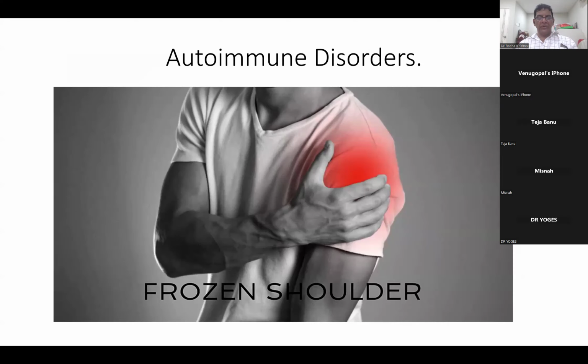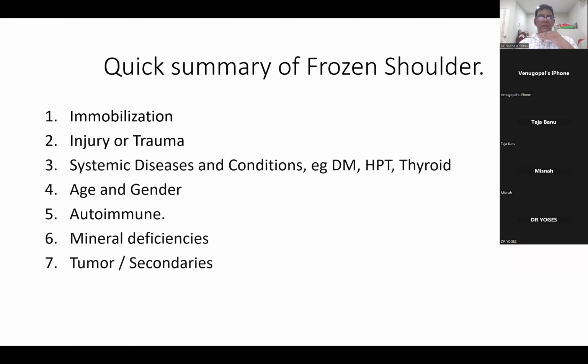Commonly, systemic autoimmune disorders may not only involve a frozen shoulder, but may involve multiple other joints all over the body. In a quick summary: immobilization is important, as are history of trauma and injury, systemic diseases like hypertension, diabetes, thyroid, age and gender, autoimmune disease, mineral deficiency, and tumors and secondaries.